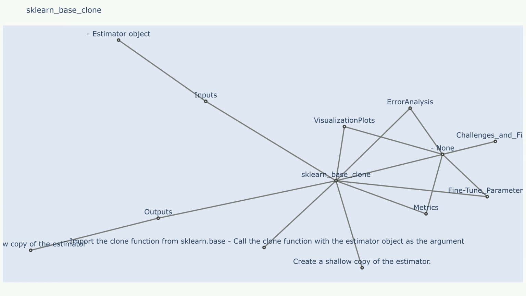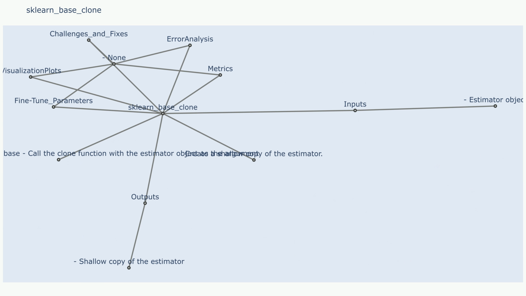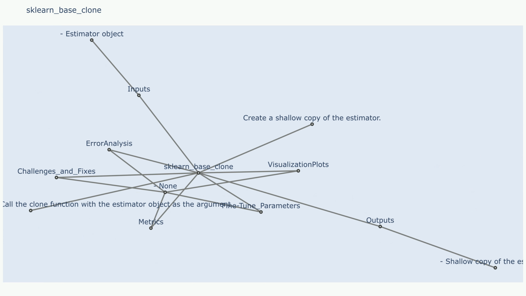Challenge 2. Cloning estimators with mutable objects, e.g., lists or dictionaries, can result in shared references and unintended modifications. Sample use case that resulted in challenge 2. An estimator with a list of features that are modified during training. Cloning might copy the list by reference, leading to changes in the original estimator.